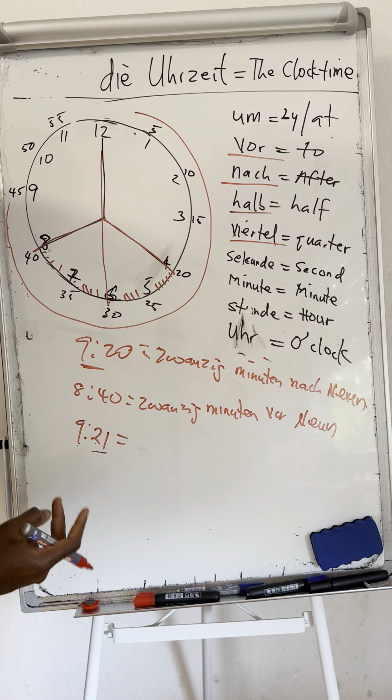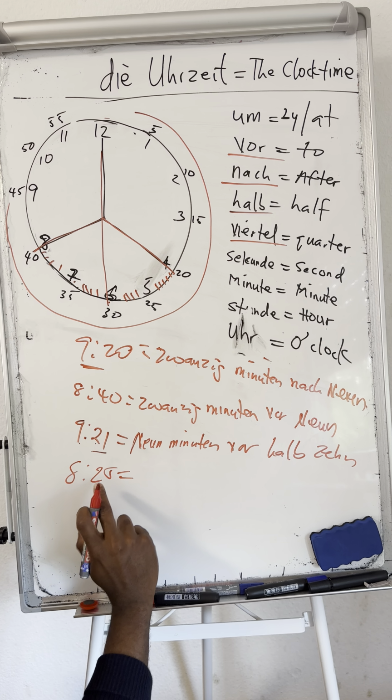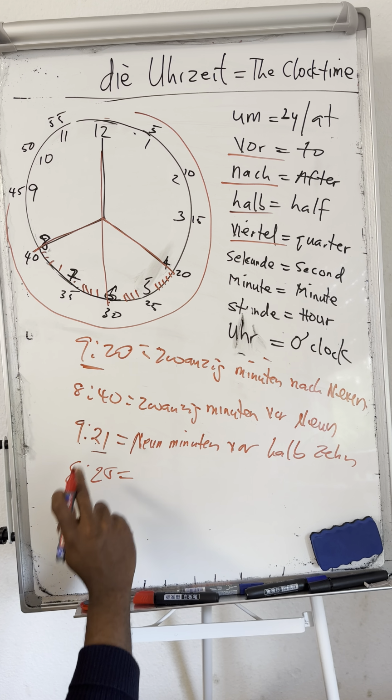Now if I say 8:25, how many minutes are remaining to get to 8:30? 5 minutes. You now say 5 minutes to 8:30, which is 5 Minuten vor halb 9, because 8:30 is half of 9. Do you understand? So if I say 10:28, how many minutes are remaining to get to 10:30? 2 minutes. And 10:30, you know that is half of 11. So you now say 2 Minuten vor halb 11.